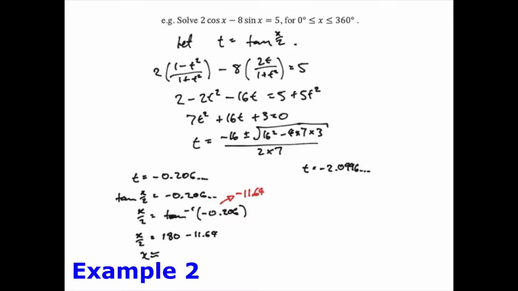So we get 336.71 degrees to two decimal places. And let's go over to the other one. So tan x over 2 is minus 2.0996 and inverse tan. It's the same as we just did.